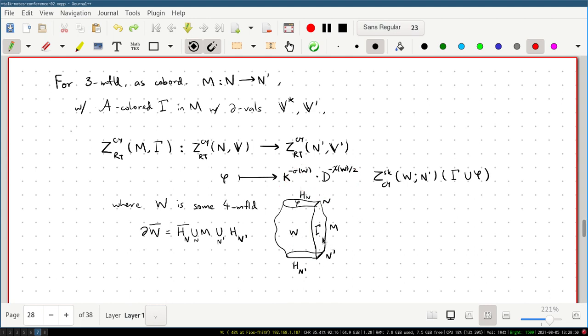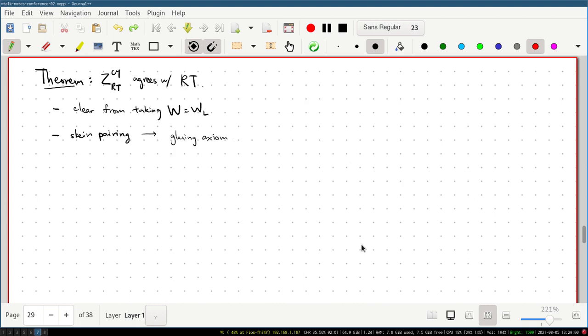And I claim that this map is actually the same as the original Reshetikhin-Turaev definition. It's not hard to see, because it's an extension of the example I discussed with WL. I won't go into the details of the proof here. And the skein pairing gives you a notion of how to glue things. The gluing axiom here is actually more natural than in the original.